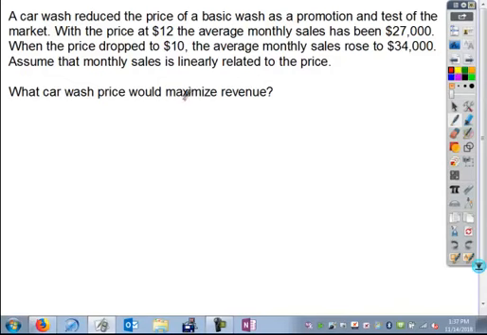And so anytime you see maximum revenue in this case, if you're looking for a maximum, you're looking for the vertex of a parabola. Okay, so it's going to be a quadratic function. When we look at this, we're still looking at a revenue here, and the revenue is the price times the number of items sold.